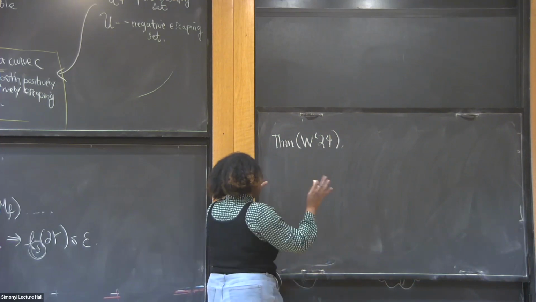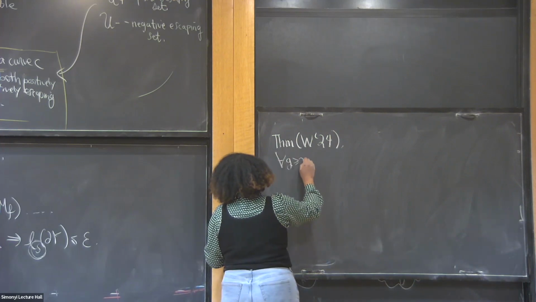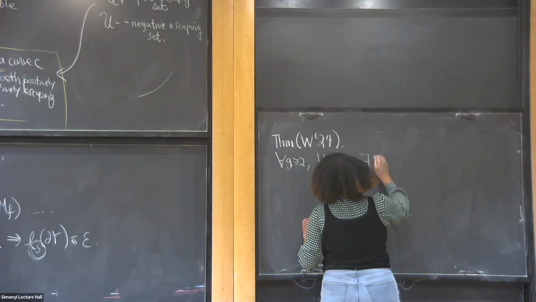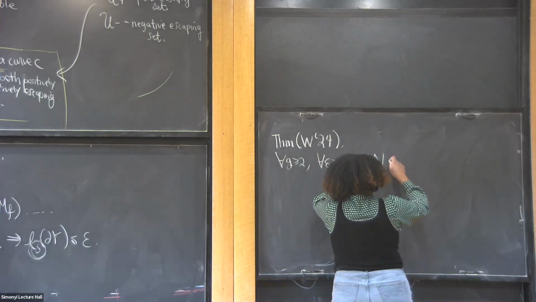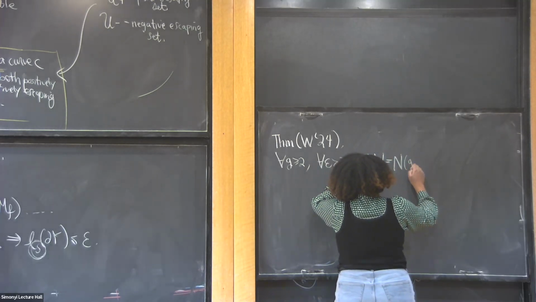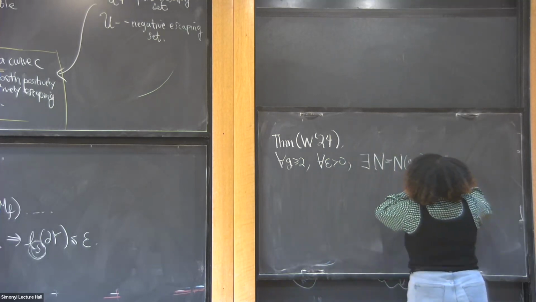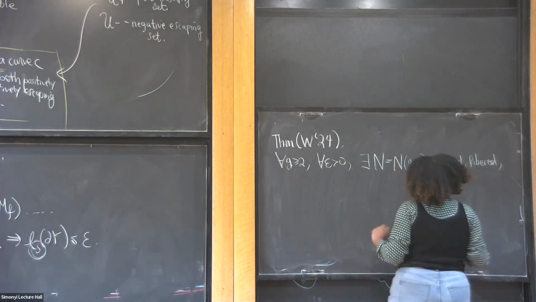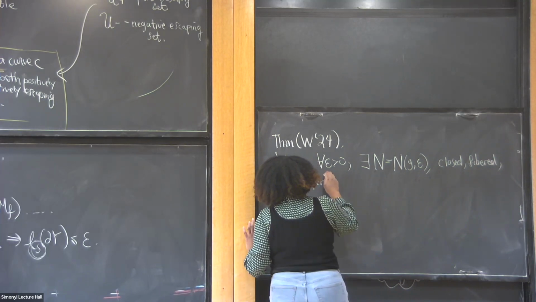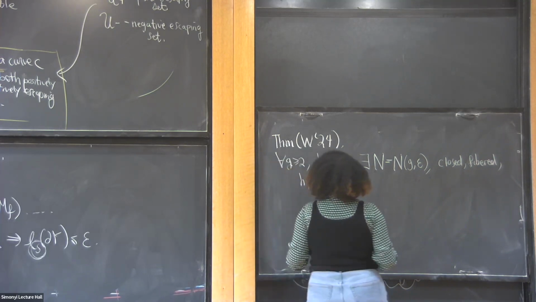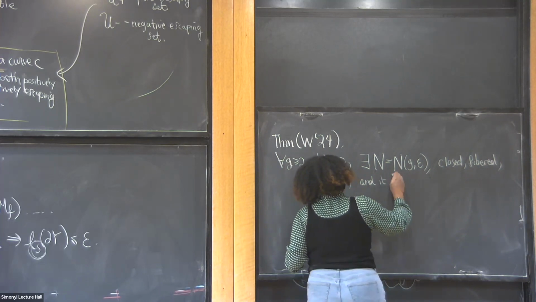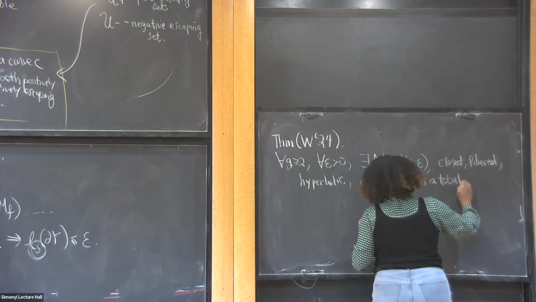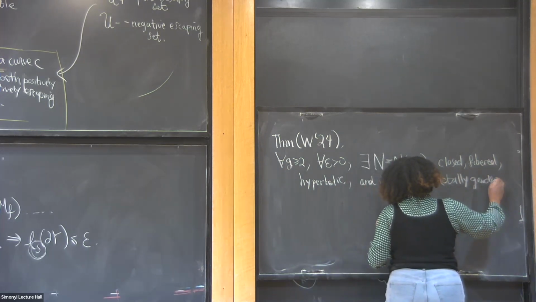Okay, so you give me a G. Make it bigger than 2. You give me an epsilon. Then I can find you a closed 3-manifold. I'm going to call it N_{G,epsilon}. So it's closed. It's fibered. It's hyperbolic. And it contains a totally geodesic surface.